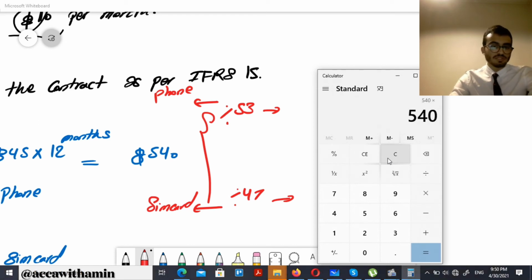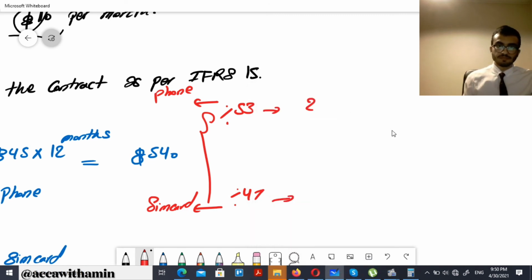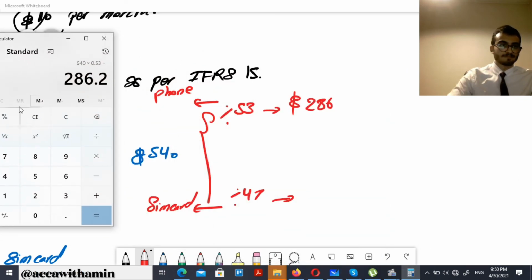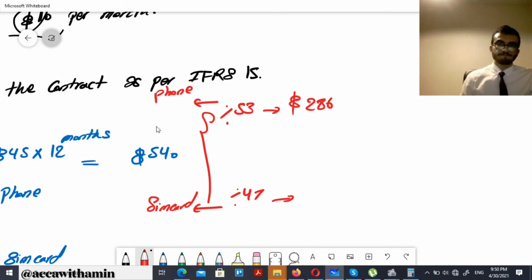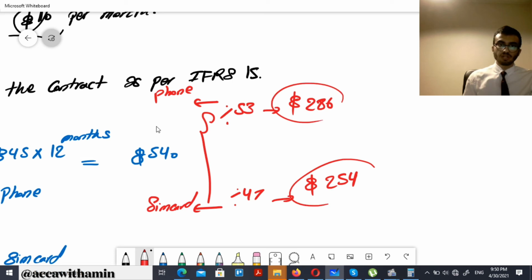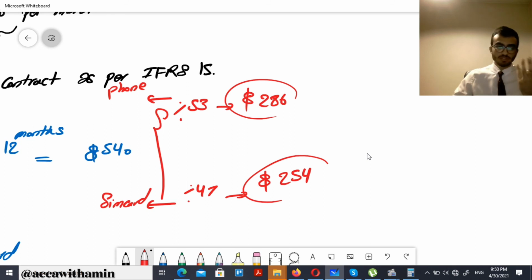540 times 0.53 gives me 286. The remainder would be for the SIM card, $254. Yes, that's it. I just allocated the price into the different obligations. Now everything is ready. I just need to understand how to recognize this, when to recognize this. That is the fifth step.